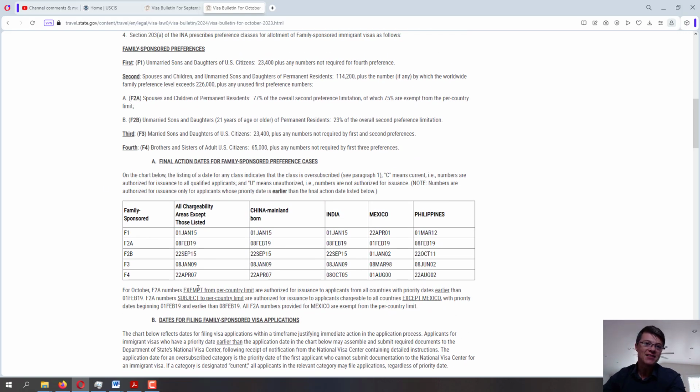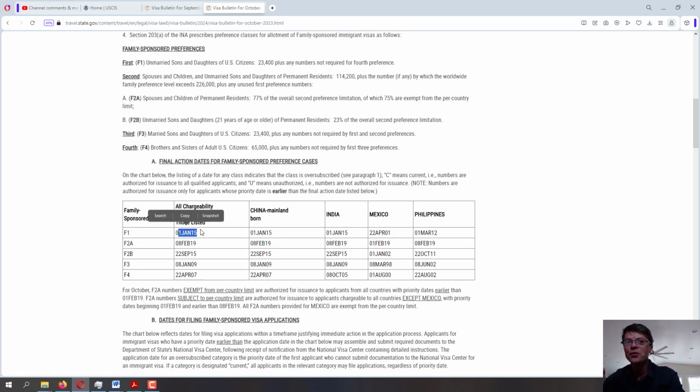Now, the dates. It's probably one of the more confusing parts of this. What are these dates right here? Well, these are the priority dates. So, for example, again, let's say F1, you're a son of a US citizen and you're over 21, so you're in the F1 category, and you are rest of the world, so any country other than China, India, Mexico, or Philippines. Right now, it is showing January 1st, 2015.